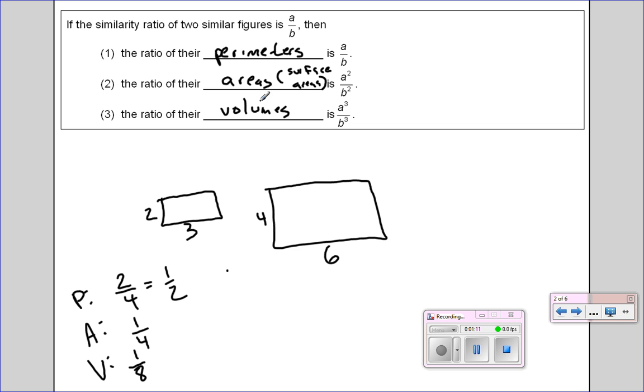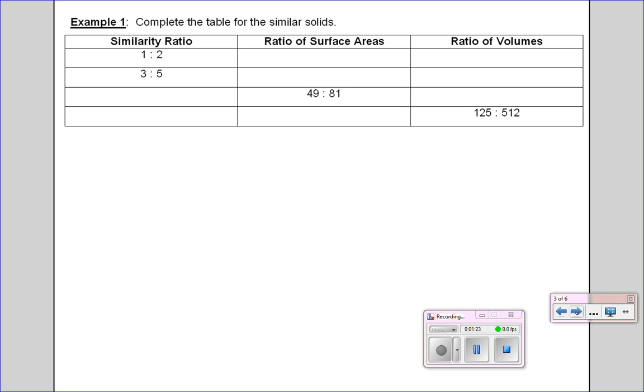So this is how I convert my ratios. If I have a similarity ratio, then their perimeter ratio stays the same. To find the area ratio, I just square it. And to find the volume ratio, I cube the original ratio. So let's try to fill in this chart here. I want you to pause the video and see what you can fill in on your own.